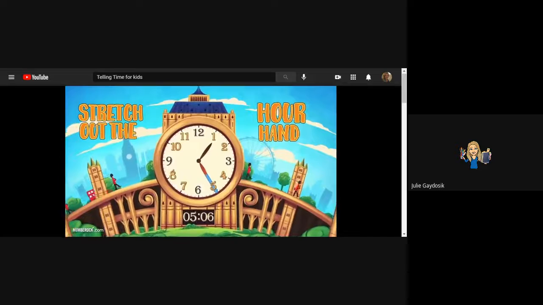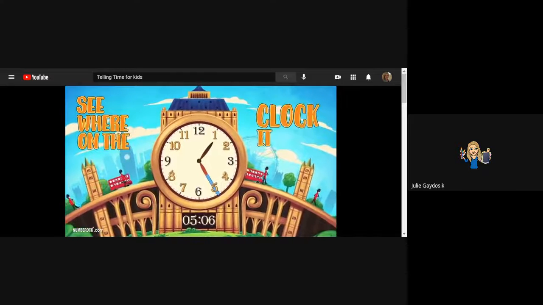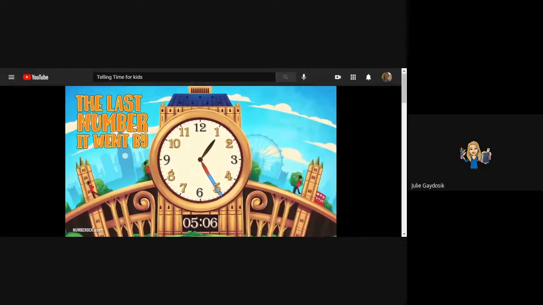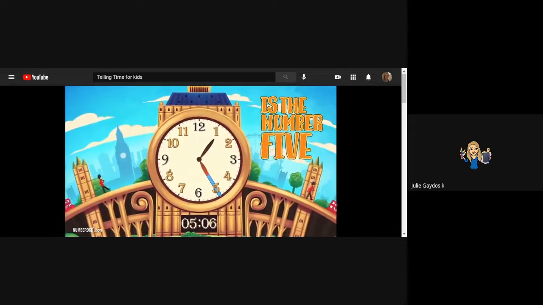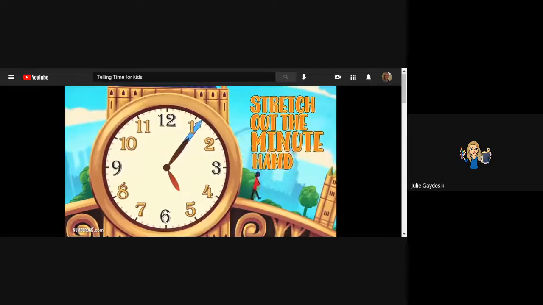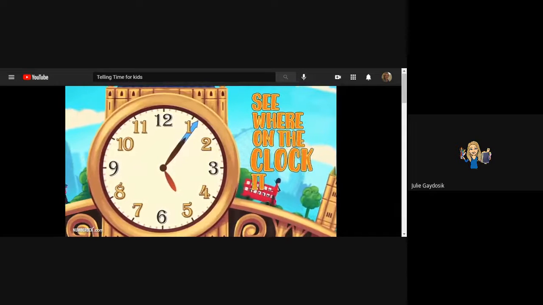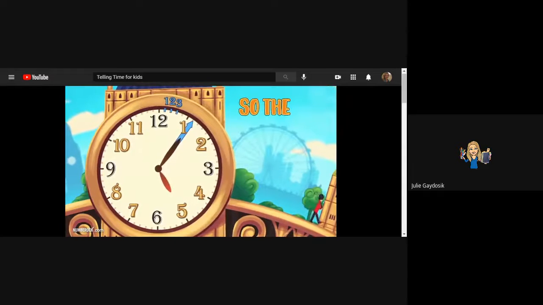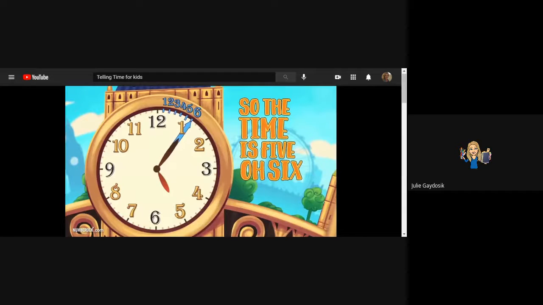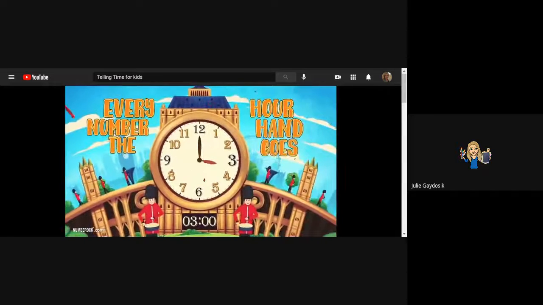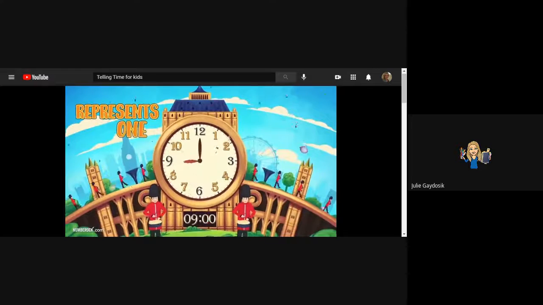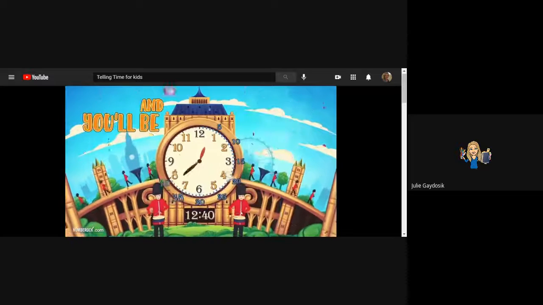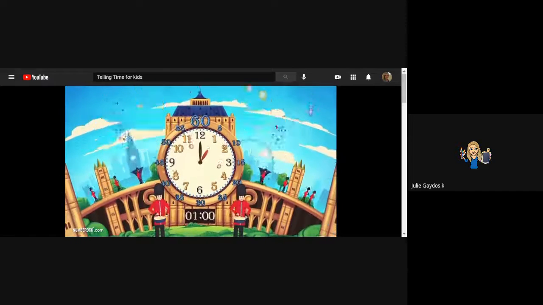Stretch out the hour hand, see where on the clock it lands. The last number it went by is the number 5. Stretch out the minute hand, see where on the clock it lands. Each line equals 1 minute, so the time is 5:06. Every number the hour hand goes by represents 1 hour of time. Count the minutes out of 60, and you'll be telling time with me.